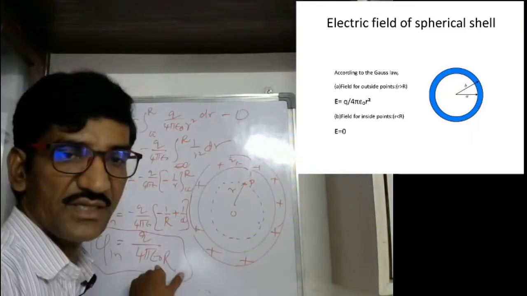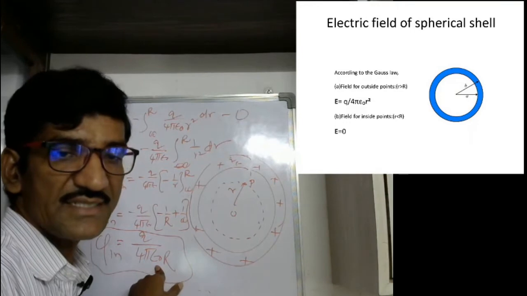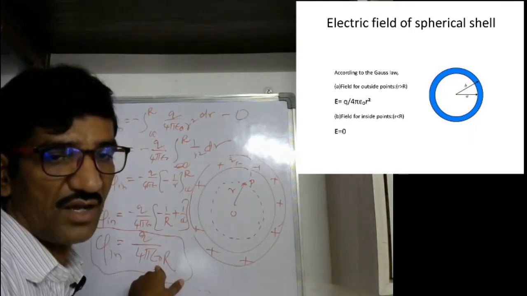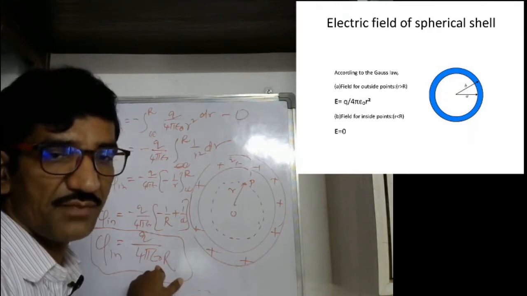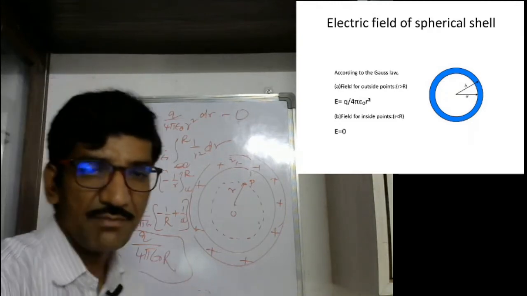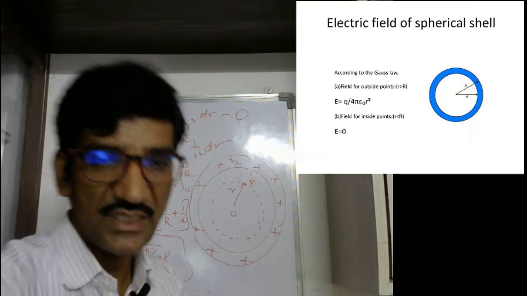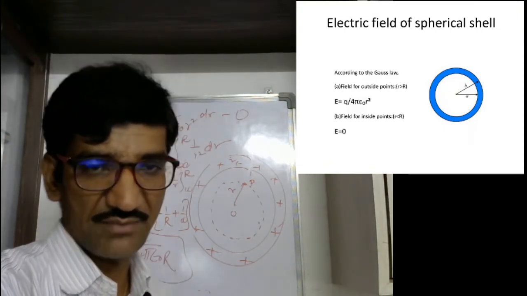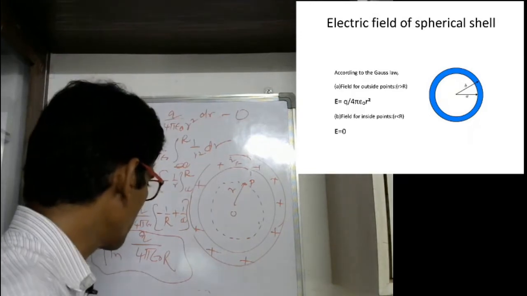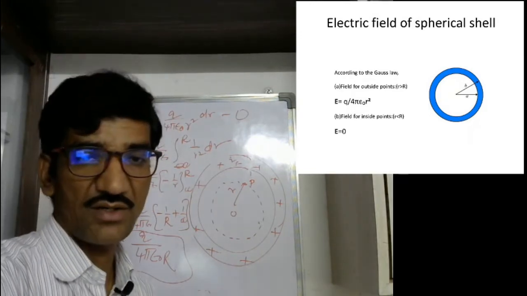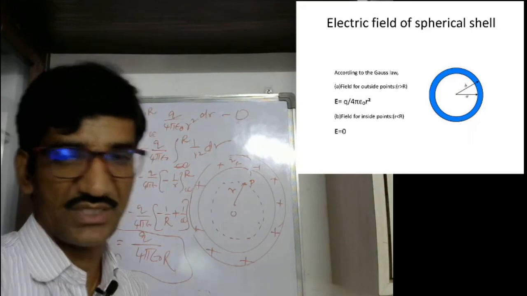Is it varying with the small r? It is independent of small r. So whatever the potential you have on the surface of the spherical shell, you have the same potential all throughout the inside portion of the spherical shell. Throughout the region inside, you have the same constant potential, that is q by 4 pi epsilon naught R. Up to the surface, you will find the same potential.